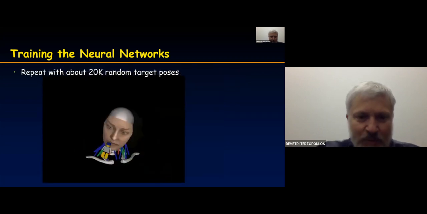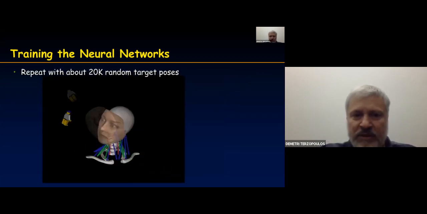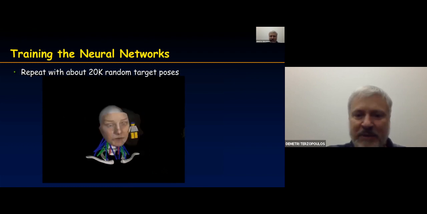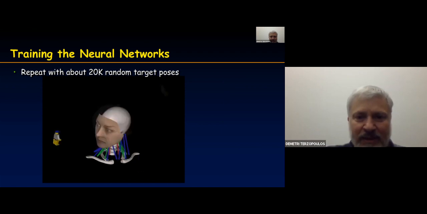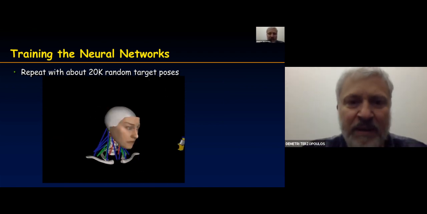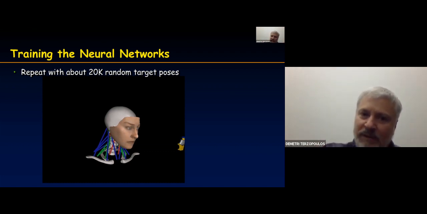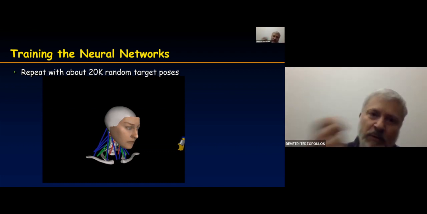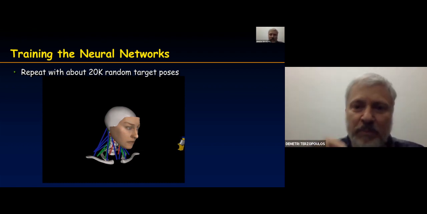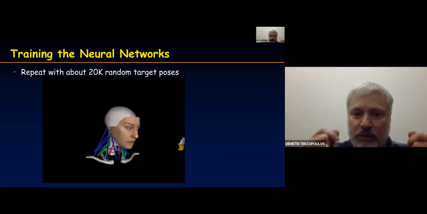Okay, so what we want to do then is put this doll in many, many random positions around the visual field of the model. So let's say 20,000 random positions like this, random target poses, and solve this incremental inverse kinematic (IK) or inverse dynamic (ID) problems each time and generate training pairs.